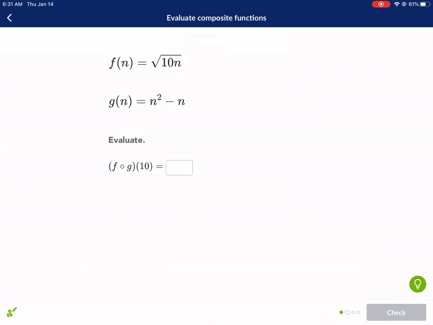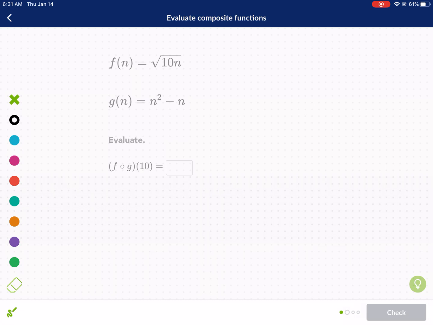All right, next question. Now, you're like, whoa, what the heck? It just changed how it looked. This is the same thing, but now the positioning is a little different. g is going to be our inner function. Why? Because it's closest to the second parenthesis. And then this is our outer function. So it's important to be able to recognize. This just simply means composite.